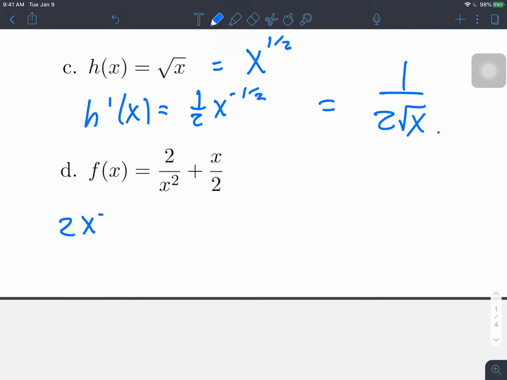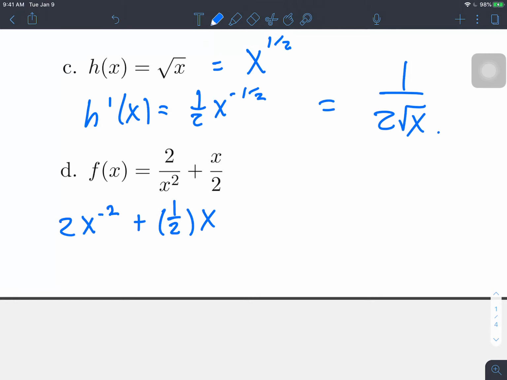Yeah, 2x to the negative 2. And I could write this last part, if I wanted to make it really clear what I'm doing, as 1/2 times x. Just remember that dividing by a number is the same as multiplying by the reciprocal of that number, which is why I can go ahead and use the rule that I have for multiplication by a constant. So that rule encompasses division as well.